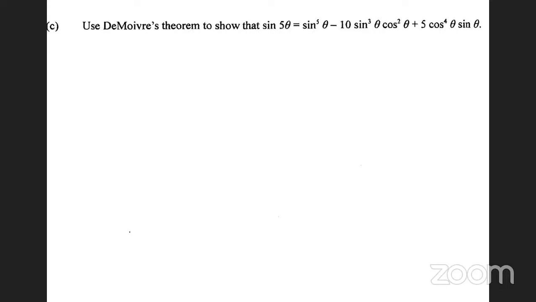You're done? The 2019 version of this, all they ask for is in terms of sine alone. Finish. So I'll start in there. All right. So again, I don't really have all the space in the world, so I hope this works.